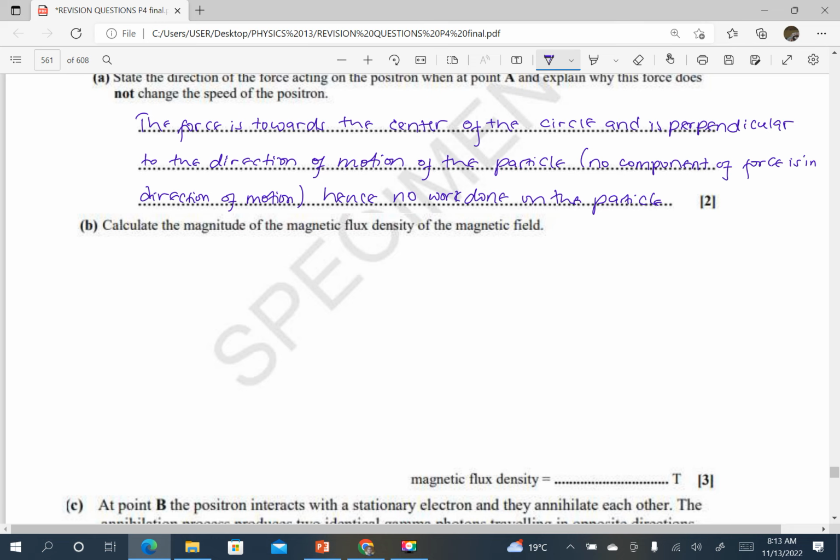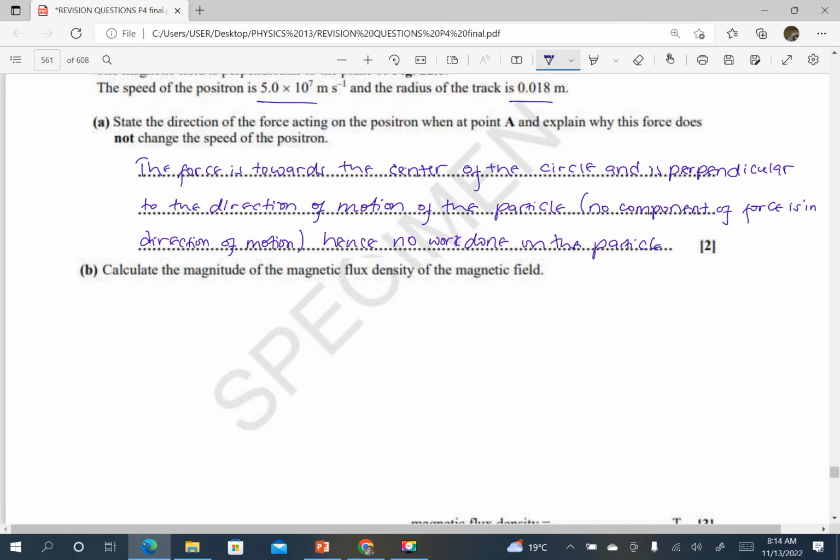So calculate the magnitude of the magnetic flux density of the magnetic field. So we have said that the magnetic force provides the centripetal force. So we shall say that BQV is equal to mv squared over r.